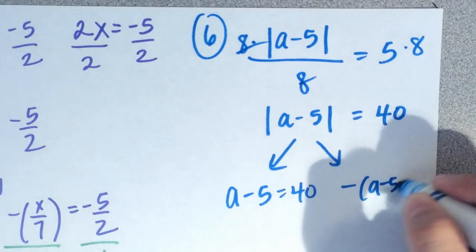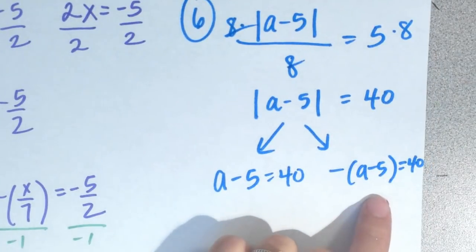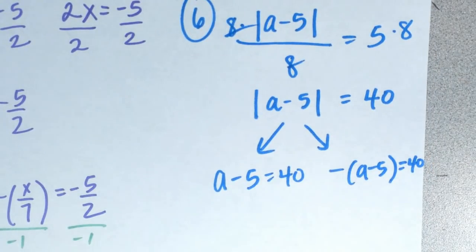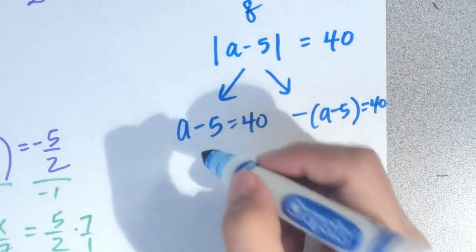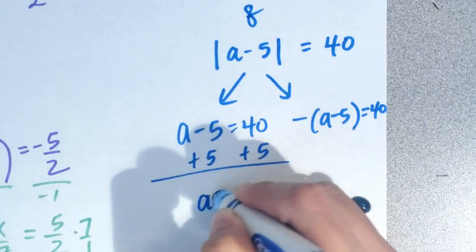Negative of a minus 5 equals 40, right? Drop the absolute value bars, drop the absolute value bars, but this guy is replaced with a negative. So with case number 1, I'm just going to add 5, so I get a equals 45.